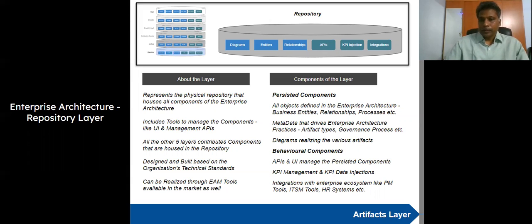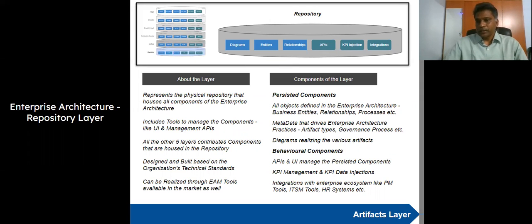This repository can be built using any technology standards that the organization is using, or any established EAM, enterprise architecture management tools in the market would be able to give us the capabilities that a typical repository needs. The other aspect apart from the components in the repository is the KPI injection, which we can talk about in detail when we go to a higher layer where we define the KPIs. But primarily, this is for the defined KPIs: how are we going to integrate with our ecosystem, the production systems, to gather data so that we can measure the KPIs? That could be an important aspect in the repository.